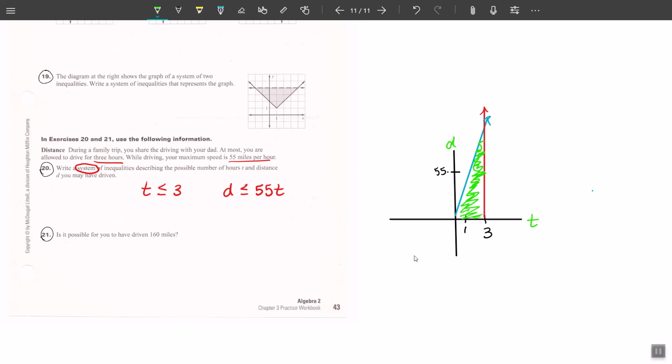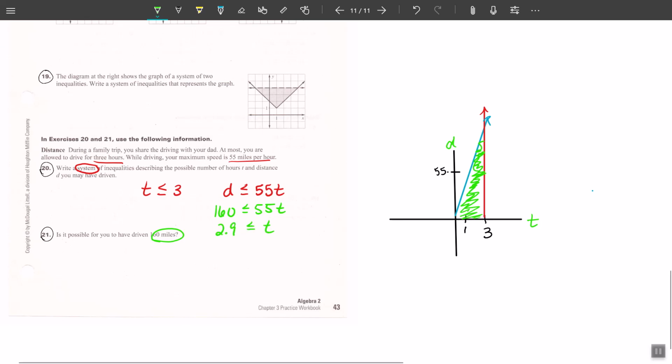So you could read it from the graph. If you had a graph that was to scale and on graph paper, you'd be able to read it, but you don't need to because you can just take this 160 miles and plug it in for d in that equation right there. So we can say 160 is less than or equal to 55t. We'll solve for t, and we get a t of 2.9.